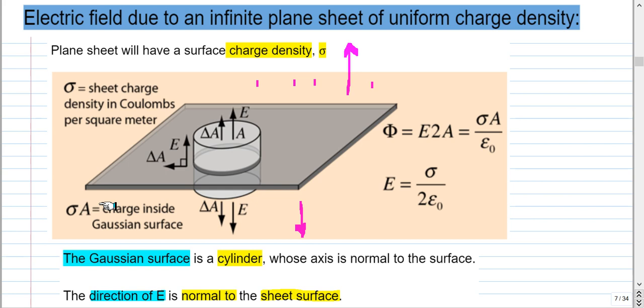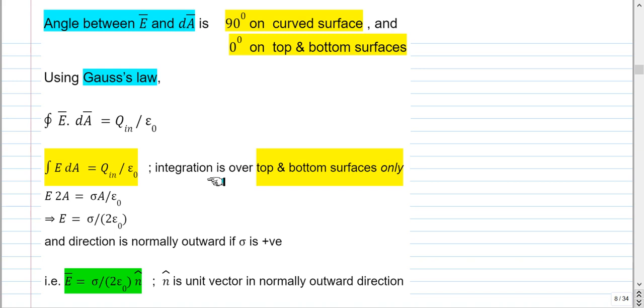The surface charge density of the sheet is sigma and this area is A, so the total charge present inside this Gaussian cylinder is sigma into A. From this you get the electric field as sigma by 2 epsilon naught. The direction is the outward normal if sigma is positive. So in vector form, the electric field is sigma by 2 epsilon naught into n cap, where n cap is the outward normal.